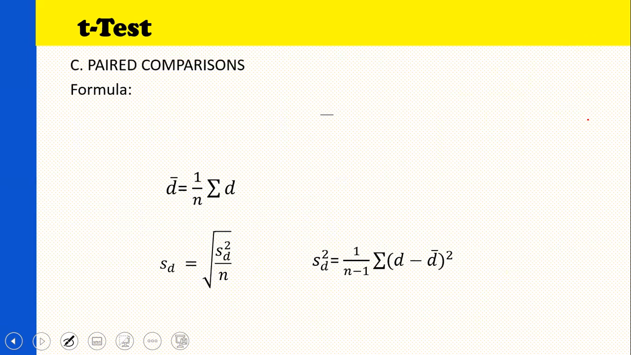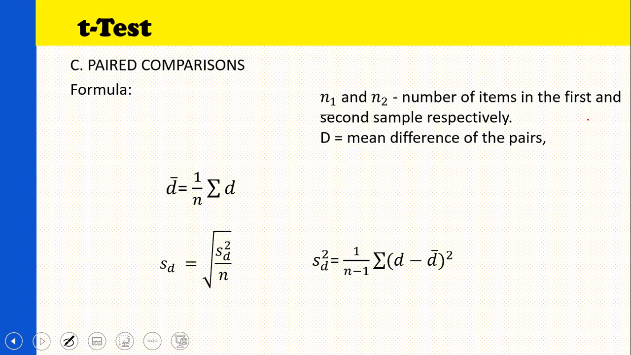Let's have the third type, which is the t-test for the paired comparison. For the paired comparison, we have the following formula: t is equal to the mean of D over the square root of S sub D. So we have the sum of the squared differences.